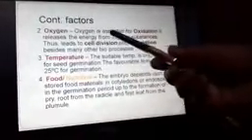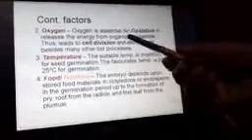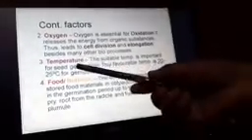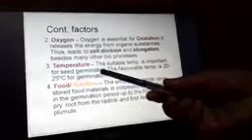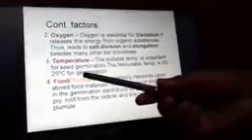Secondly, oxygen. Oxygen is essential for oxidation. It releases the energy from organic substances, thus leads to cell division and elongation besides many other biological processes. Now the temperature. The suitable temperature is important for seed germination. The favorable temperature is 20 to 25 degrees Celsius for the germination.